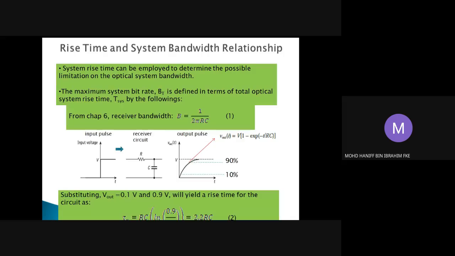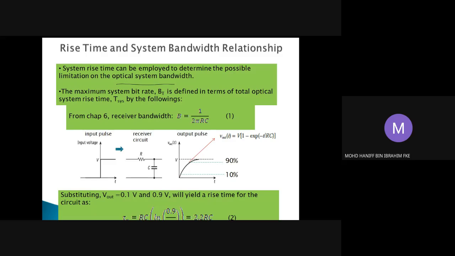Now we're going to see how the rise time and the bandwidth are related. This is very important, because later on we're going to formulate an equation which will be useful in calculating the bandwidth of the components and subsequently the bandwidth of the system. As mentioned here, the system rise time can be used to determine the possible limitation of the optical system bandwidth.